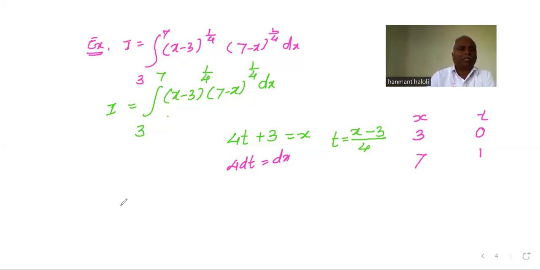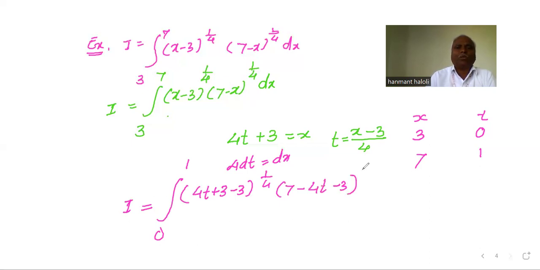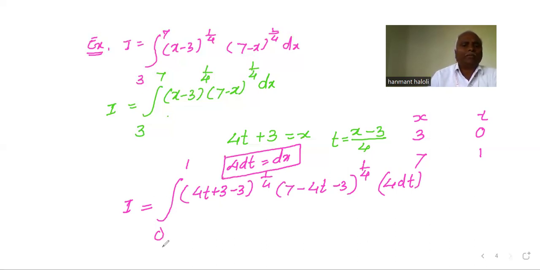Now change the limits. So integral I is equal to integral with new limits 0 to 1. Then put x equal to 4t plus 3, so we get (4t plus 3 minus 3) raised to 1 by 4 plus (7 minus 4t minus 3) raised to 1 by 4. Now dx is replaced by 4 dt. Now simplify this integral.